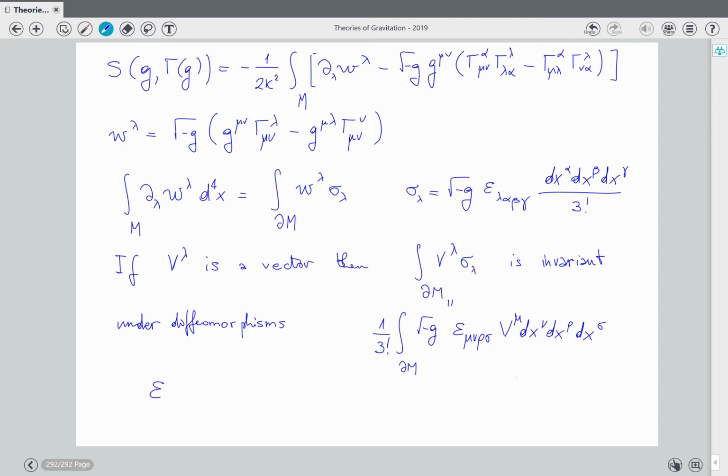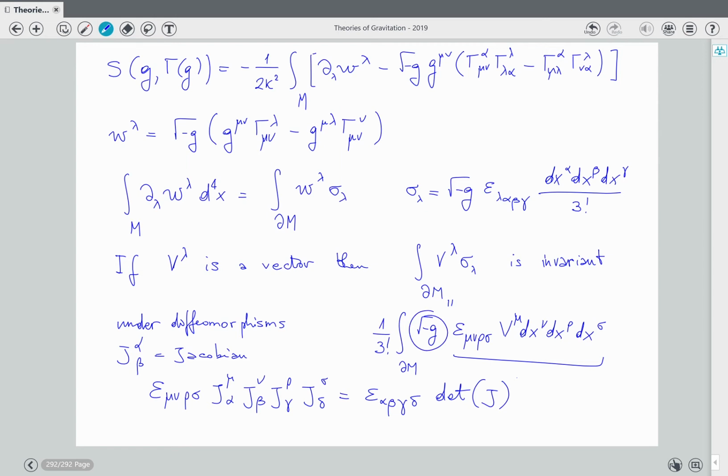And then you use this identity that we have met already. So let's say J alpha beta is the Jacobian, J mu alpha J nu beta J rho gamma J sigma delta, that is equal to epsilon alpha beta gamma delta times the determinant of J. So you go back to the same expression because square root of g will provide the determinant of J also, J to the minus 1, because again these are not vectors but these are forms, so they have upper indices.